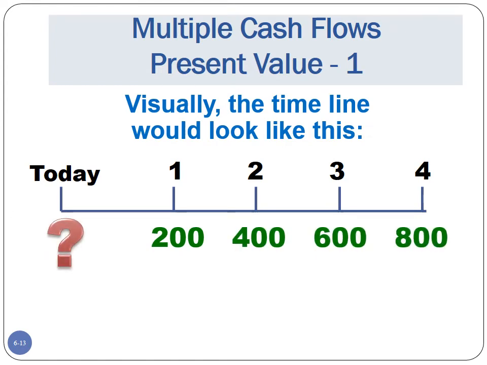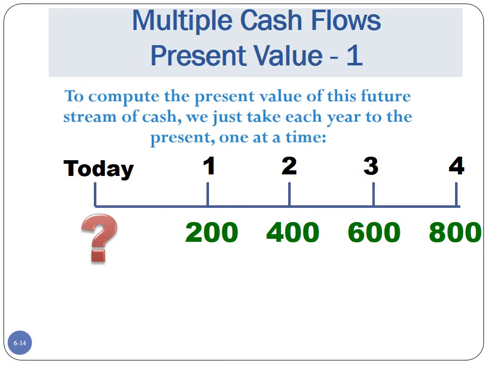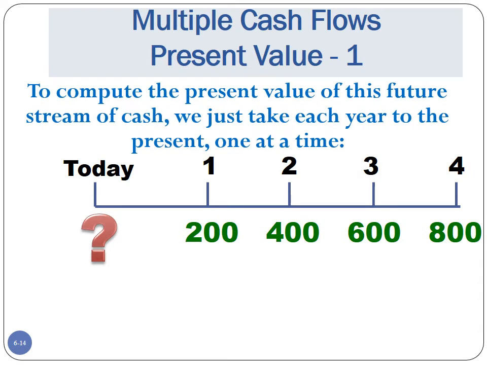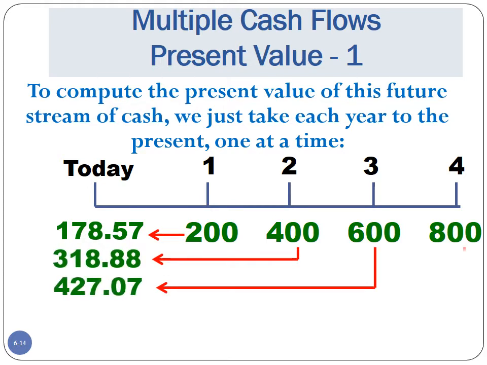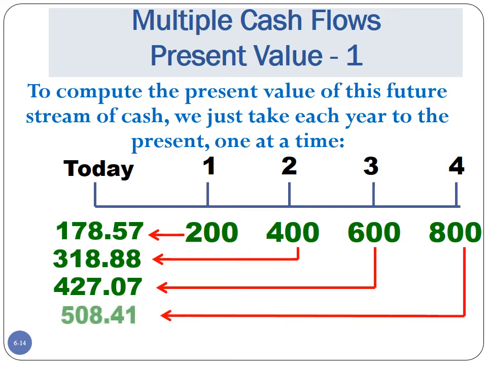We're going to take each year to the present one at a time. We add them up, we get 1432.93.